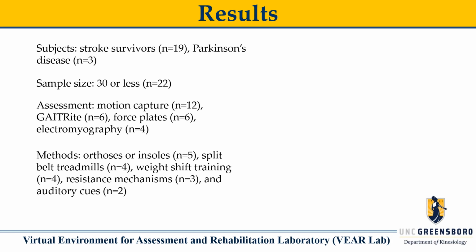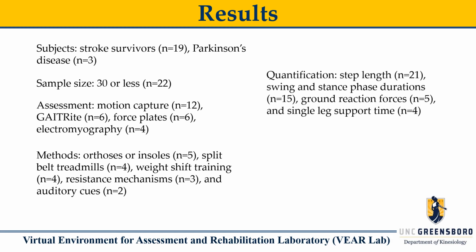For the methods to correct the gait asymmetries, there were 5 using orthoses or insoles, 4 using split belt treadmills or weight shift training, 3 used resistance mechanisms, and 2 used auditory cues. The duration of the training ranged from 1 session up to 12 weeks.